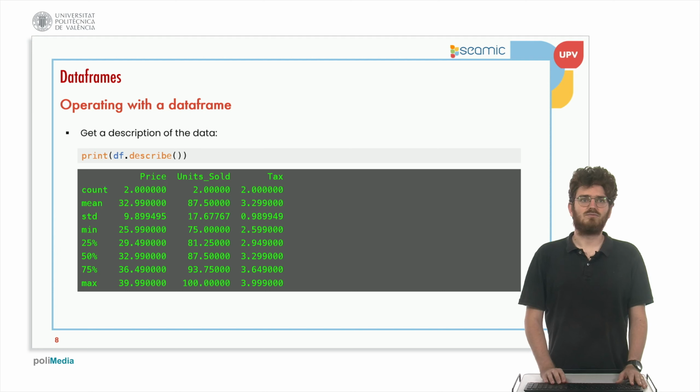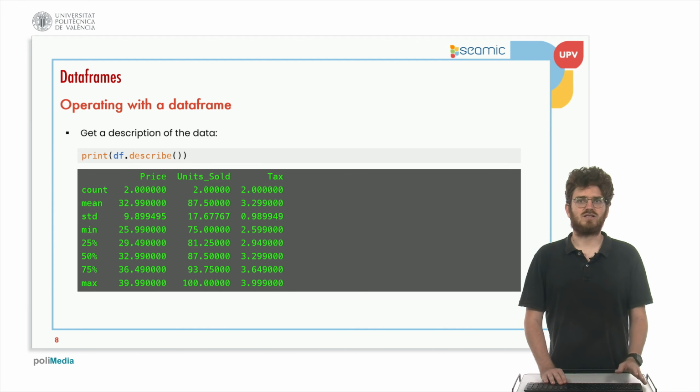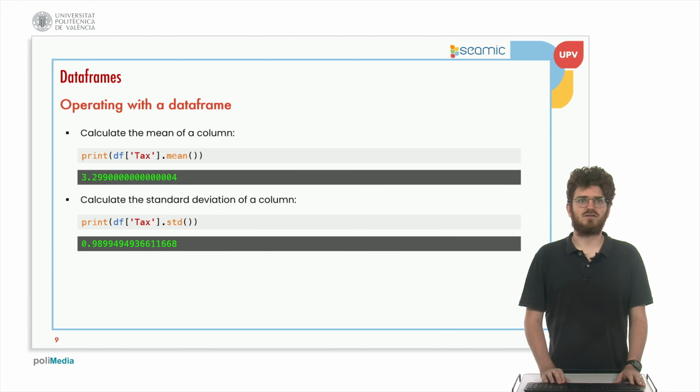So for example, only 25% of products are below 29.49 euros in price. We can also specify a specific column and a specific operation if we want to just compute a single value instead of a full range and table of values. So for example, we can specifically compute the mean of the tax column and the standard deviation of the tax column, and any of the other operations we've shown in the previous slide with the describe operation.